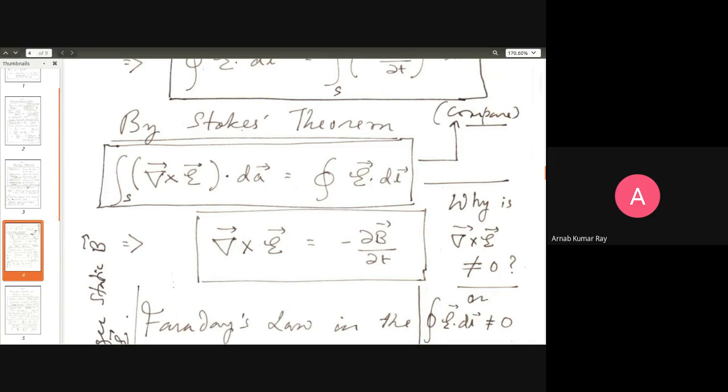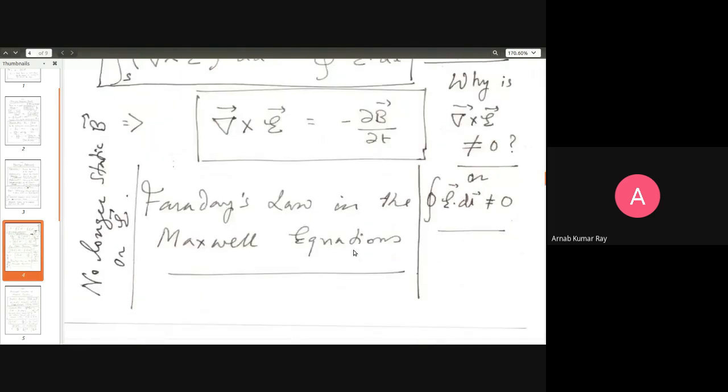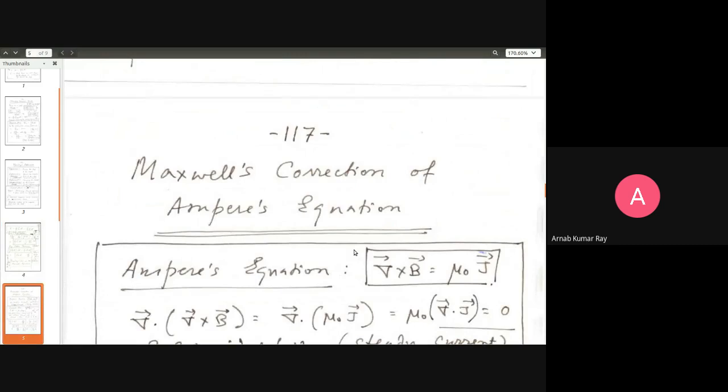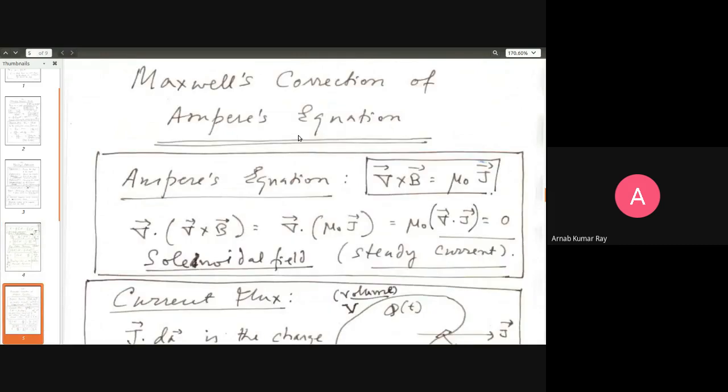In statics, curl of E was equal to 0. But now when we bring in dynamics, curl of E is equal to minus del del t of B. So a little modification has happened to the curl of E equation, and now we shall go into the curl of the B equation. Maxwell's correction of Ampere's equation.